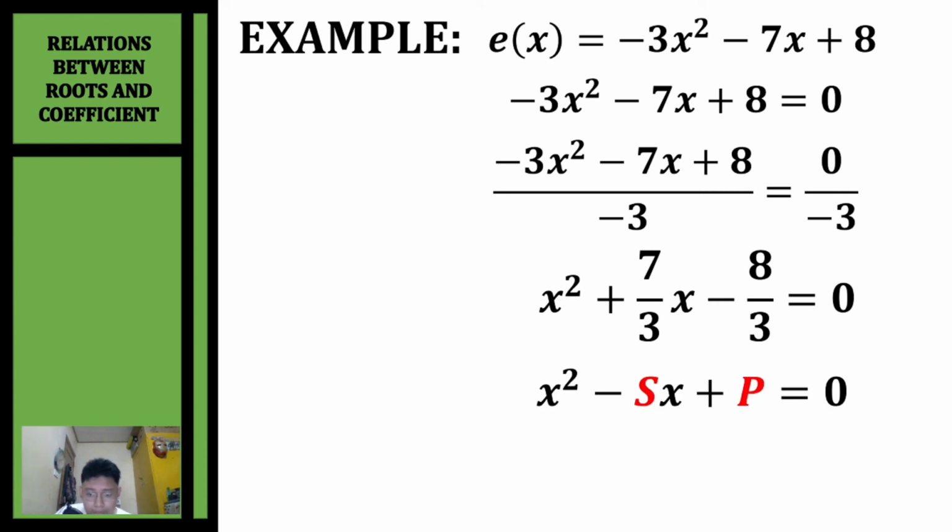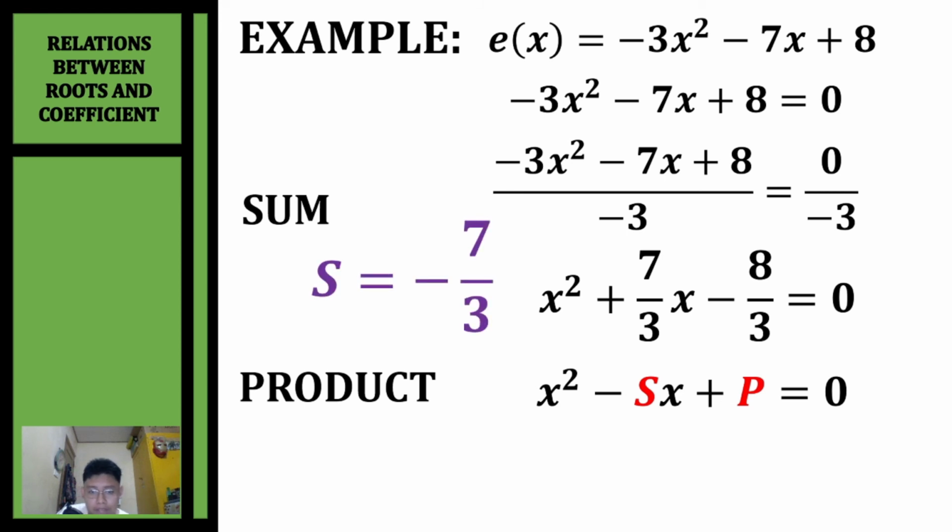Then we can now get our sum and product by getting the numerical coefficient of our middle term and our constant term. So our sum will be equal to the middle term, and changing its sign, we have negative 7/3. And then our product, we will just copy our constant term, which is negative 8 over 3. Negative 7 over 3 is the sum, and negative 8 over 3 will be the product of the roots of your quadratic function, e of x.